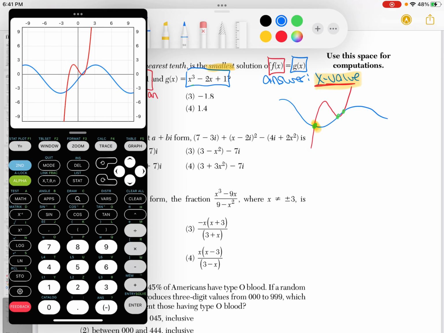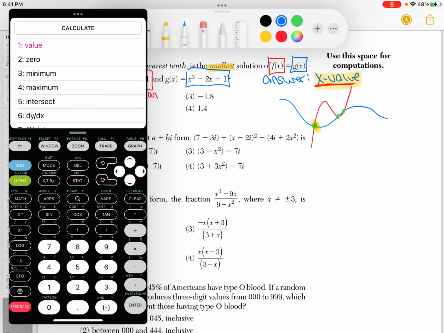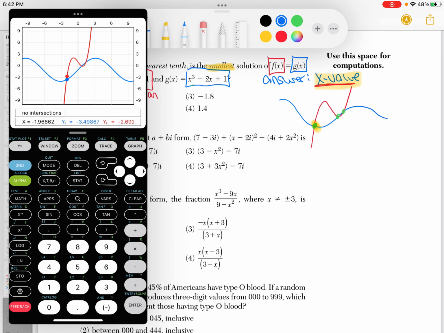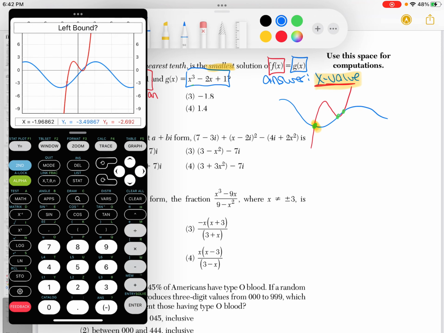So to find an intersection point, I don't think my calculator does it the way that yours does, but just walk through it with my words. You're going to hit second, trace, and then to find the intersection point, you're going to go down to intersect. So my cursor's over there. I'm going to go to the intersection point. It does do it the same way. I'm going to press enter 3 times.